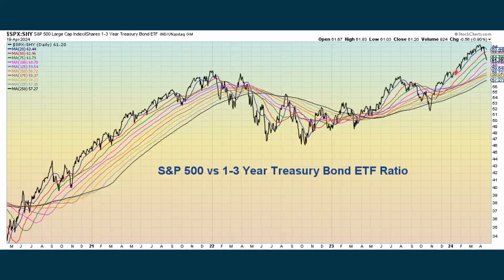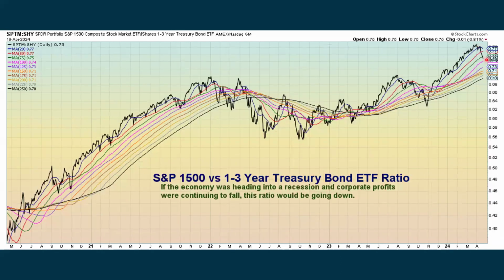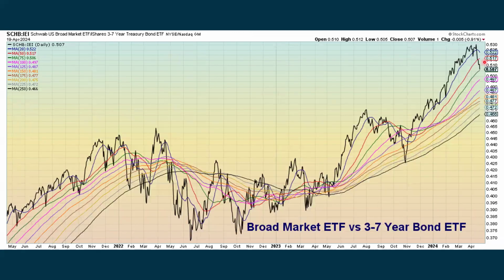We compare the S&P 500 with short-term bonds that are 1 to 3 years. Stocks have been really outperforming, but as interest rates have been going up, this is starting to pull back down a bit. Then we look at the S&P 1500, which has been going up compared to bonds, but lately pulling back. We look at another broad market measure and compare it with further out bonds from 3 to 7 years. Stocks have been outperforming, but now we're seeing some weakness.